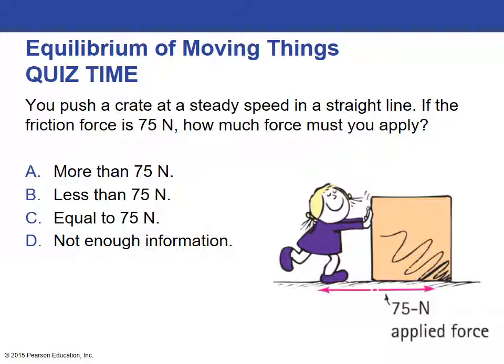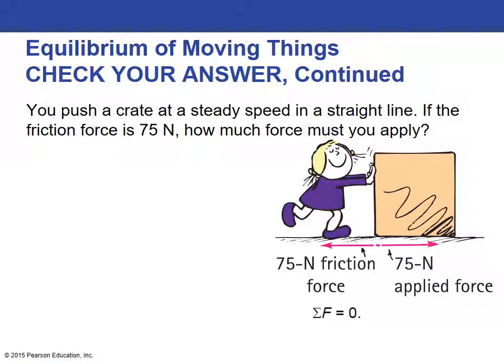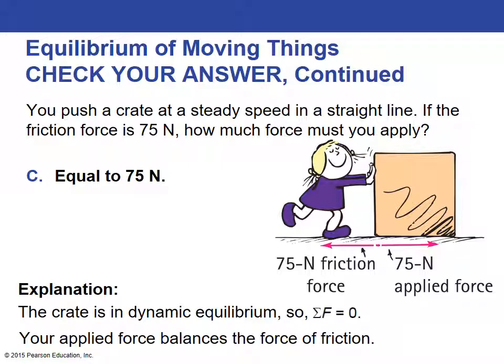Think about it. If the friction force is opposing her at 75 newtons, what level of force does she need to push in order to achieve a steady amount of motion? She's got to push exactly 75 newtons to overcome friction. Is she going to go fast? No. Is she going to accelerate? No. Is she going to achieve motion to get out of equilibrium? Absolutely.